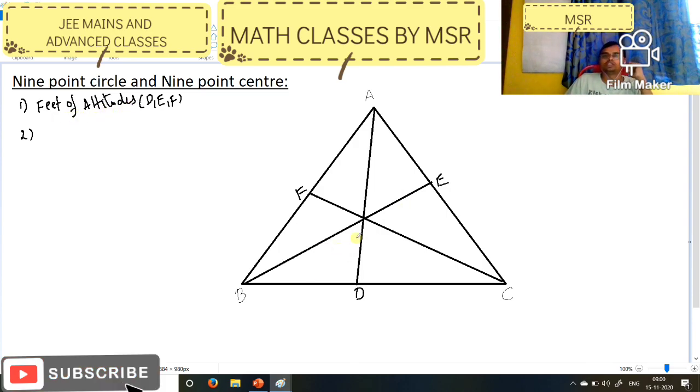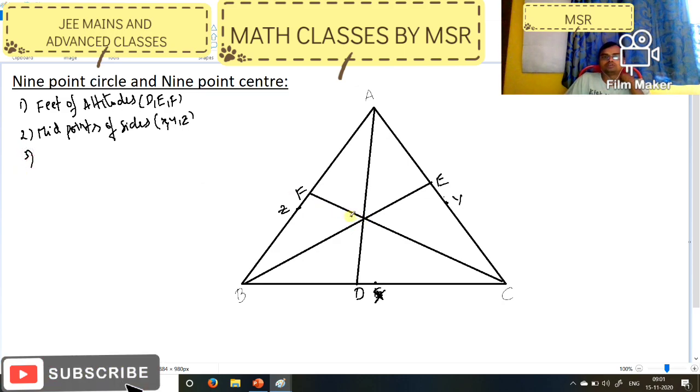3 points we got. Next, midpoints of the sides. Say some X, Y and Z. Okay, these 3 are midpoints of the sides. They are X, Y, Z. So another 3 points we got.